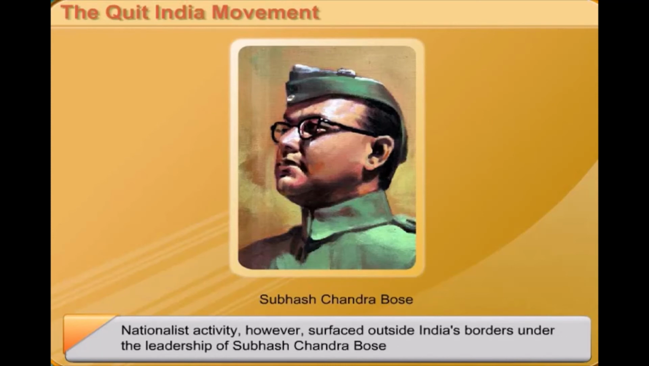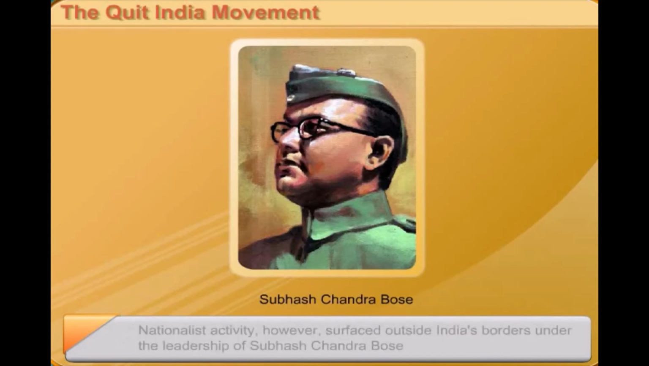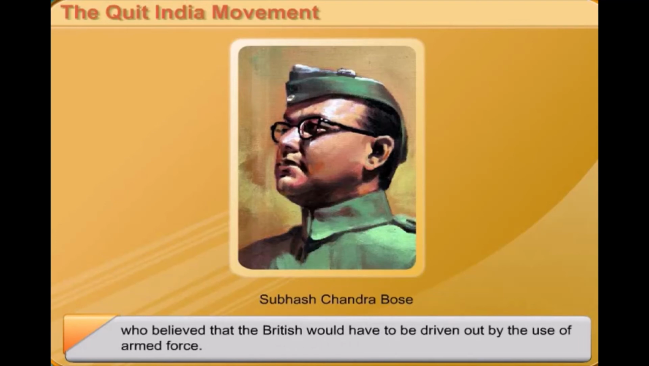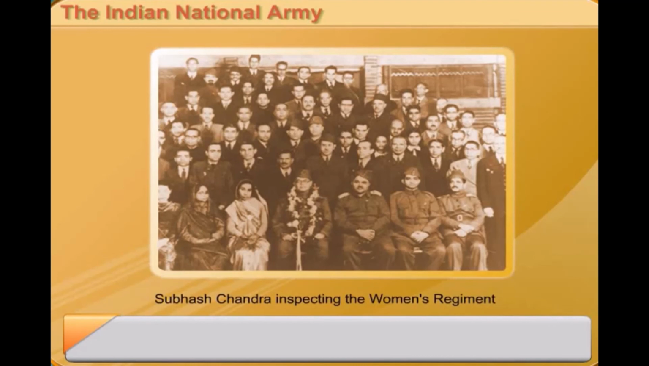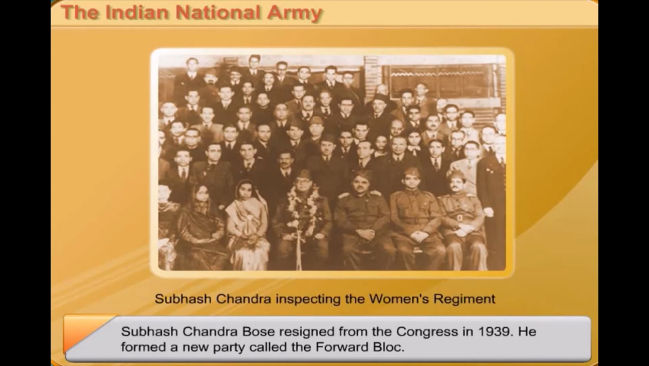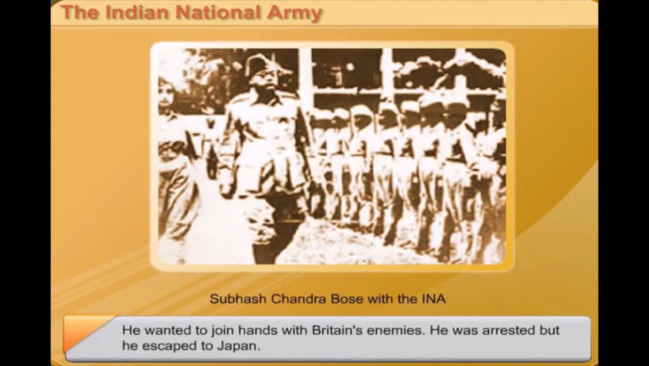Nationalist activity, however, surfaced outside India's borders under the leadership of Subhash Chandra Bose, who believed that the British would have to be driven out by the use of armed force. The Indian National Army. Subhash Chandra Bose resigned from the Congress in 1939. He formed a new party called the Forward Bloc. He wanted to join hands with Britain's enemies. He was arrested, but he escaped to Japan.